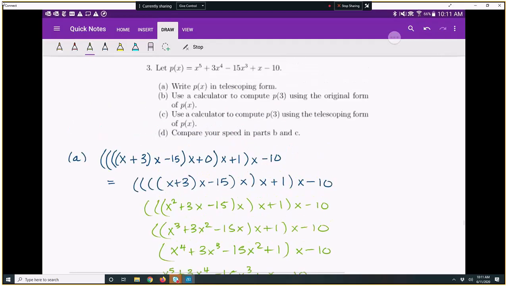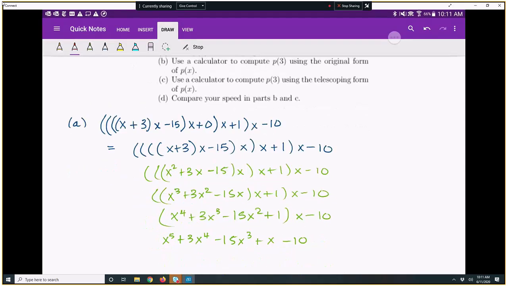And that's exactly the polynomial I started with. So I know that I have done it correctly, and you can see I started from the inside and I worked my way out.